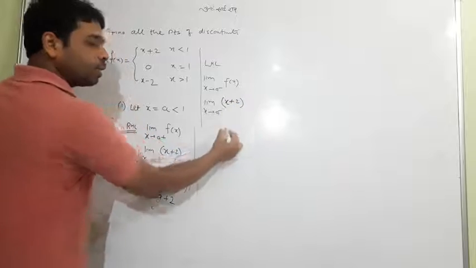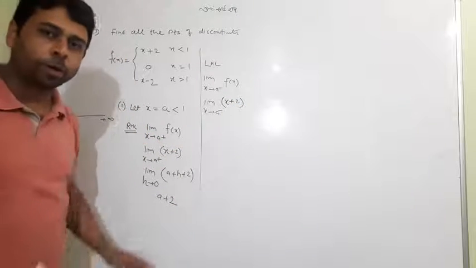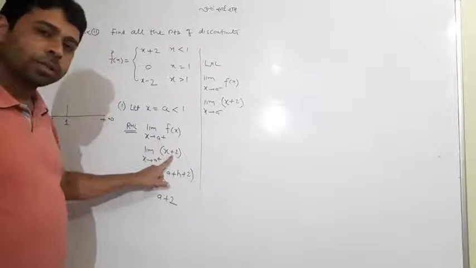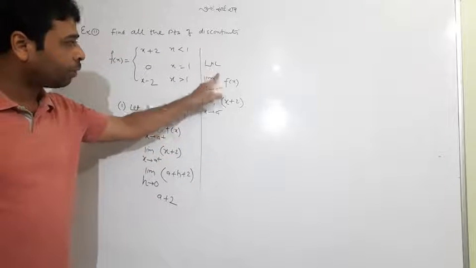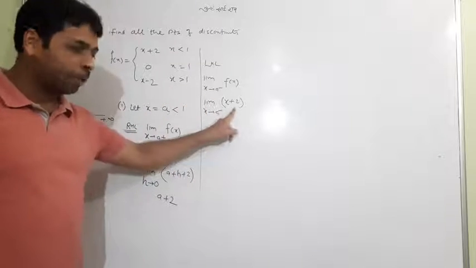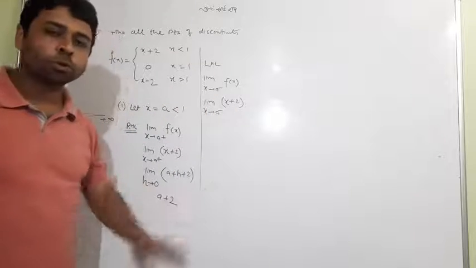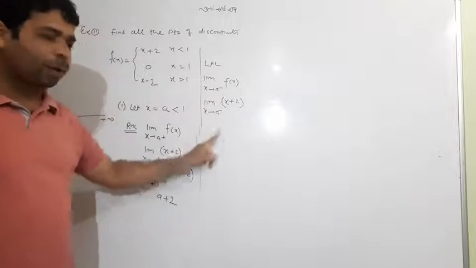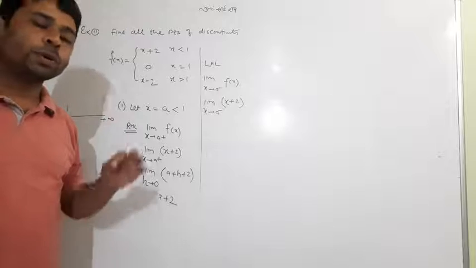And here I want to share with you one very important thing. For the right hand limit, the function is x plus 2. For the left hand limit, again the function is the same. When the function is the same for both limits, the value of the function is also the same. It will definitely come out the same.